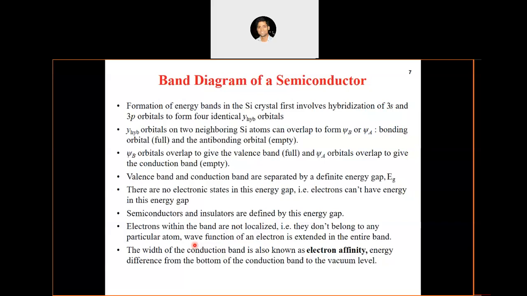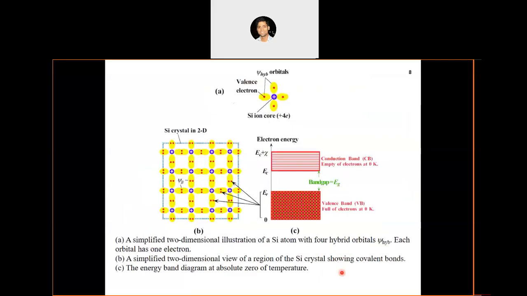That is the limitation. If it has to go from the valence band to the conduction band, then it has to gain a certain amount of energy. Basically it has to get excited, then only it can go from one band to another band. The width of the conduction band is also known as electron affinity, the energy difference from the bottom of the conduction band to the vacuum level. This is another way of looking at the things which we discussed. So this energy difference from the bottom of the conduction band to the vacuum level is also known as the electron affinity of a particular material.